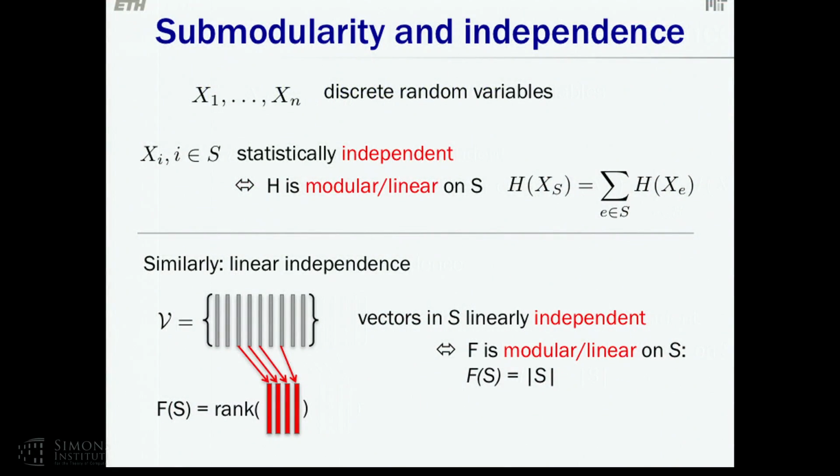And these two actually are just two examples. There are many other combinatorial notions of rank that are satisfied by submodular functions or expressed by submodular functions.